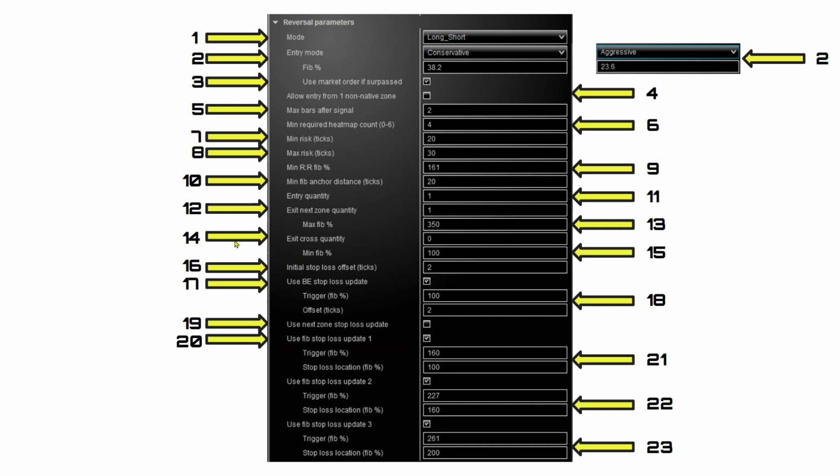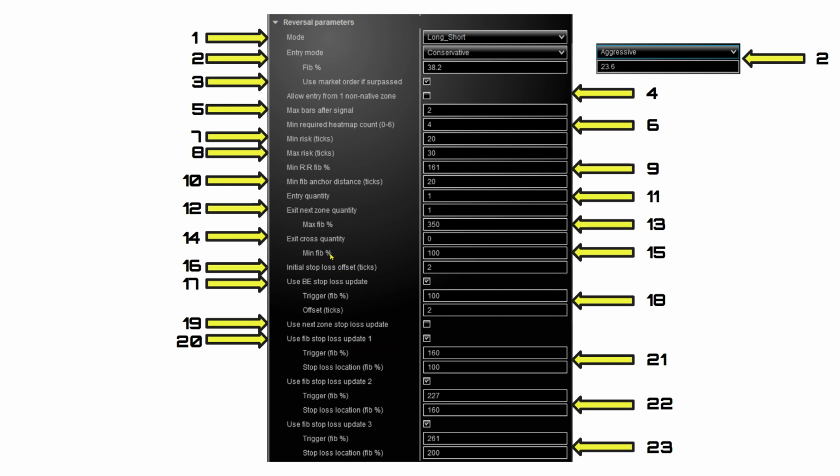The number 14, exit cross quantity is 0 in this case, and we use 2 EMAs for cross. And again, we're going to go through and make some examples of that. So this really comes into effect when you've got multiple contracts. When you're in one contract, it's a lot easier just to go to exit at the next zone and then put a max fib percentage in there.